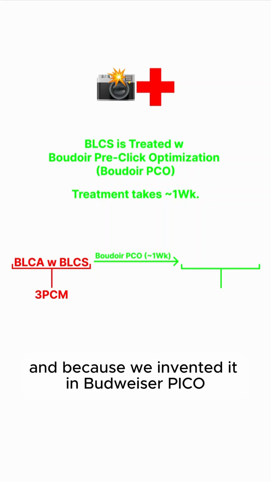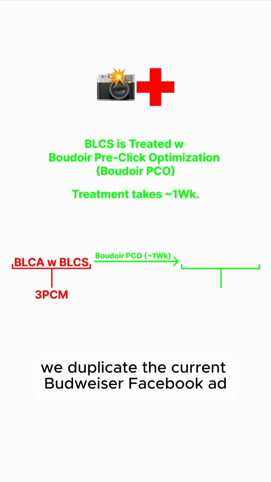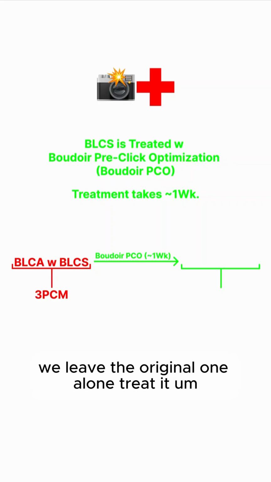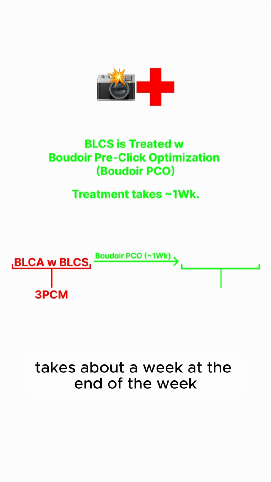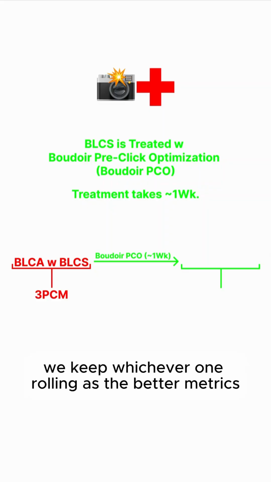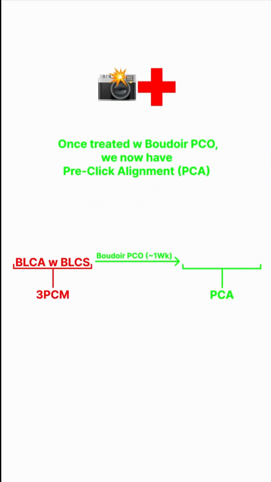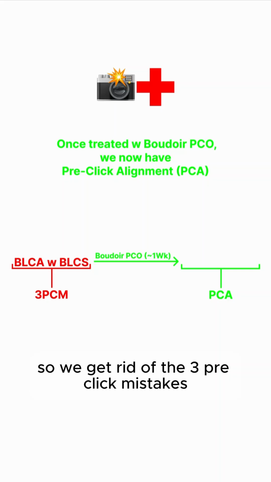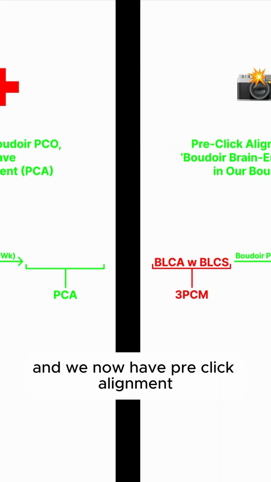In Boudoir Pico, we duplicate the current Boudoir Facebook ad, whether it's on or off. We treat the duplicated ad. We leave the original one alone. Treat it, takes about a week. At the end of the week, we keep whichever one is rolling with the better metrics. Now, once treated with Boudoir Pico, we now have pre-click alignment. So we get rid of the 3 pre-click mistakes, and we now have pre-click alignment.